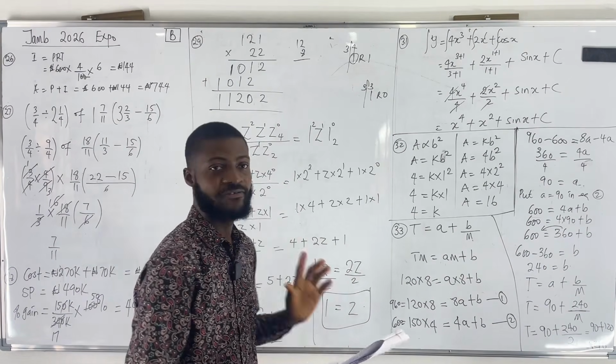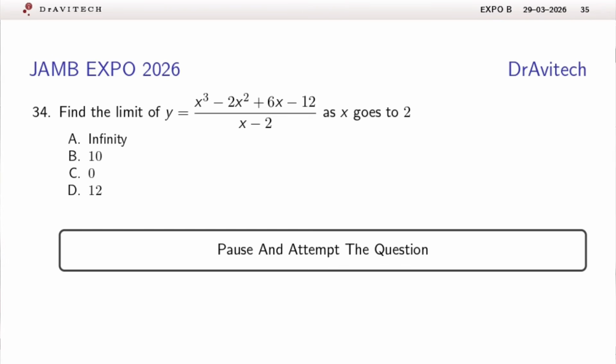Question 34. Question 34 says, find the limit of y. You see, back in the days, I was like, JAMB have stopped setting limits questions and all of the rest. Now, they still set it. So here's the question. Question 34. You have to find the limit of this function. And let me just write it the way it would be, so that in case you don't see it this way, you will see it another way.